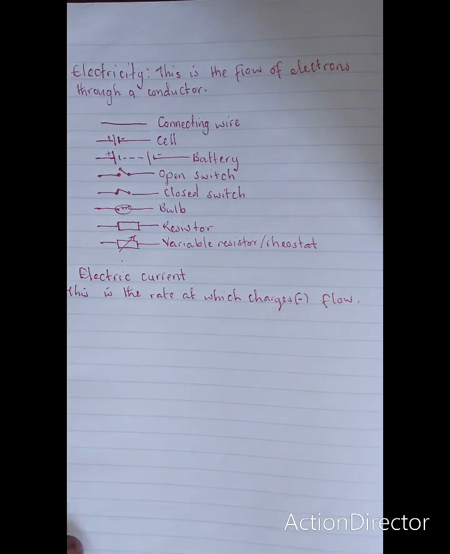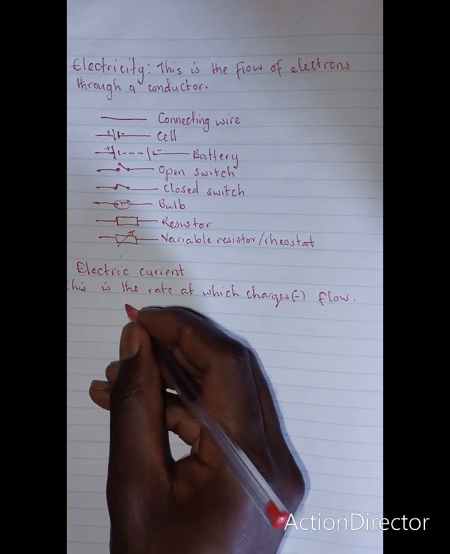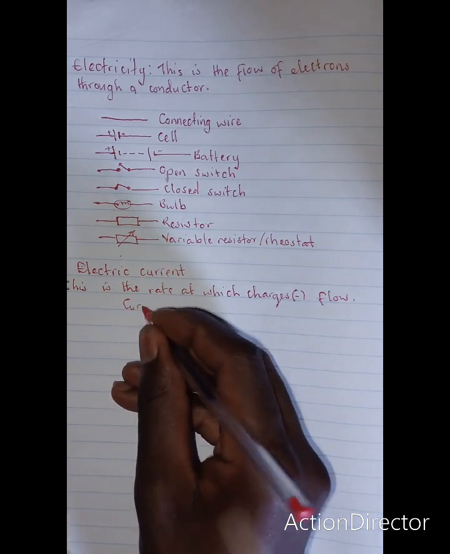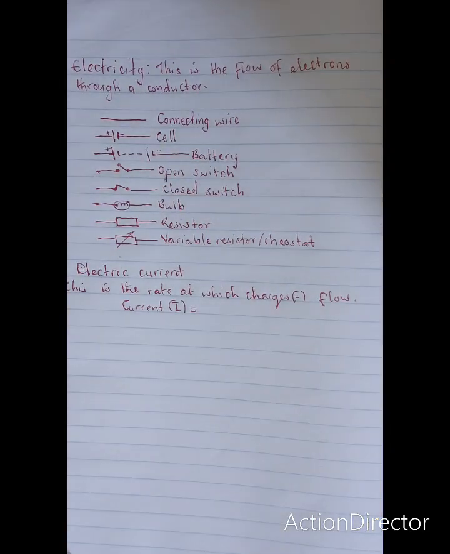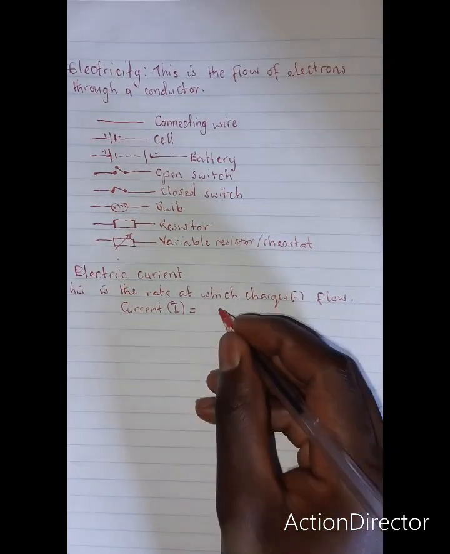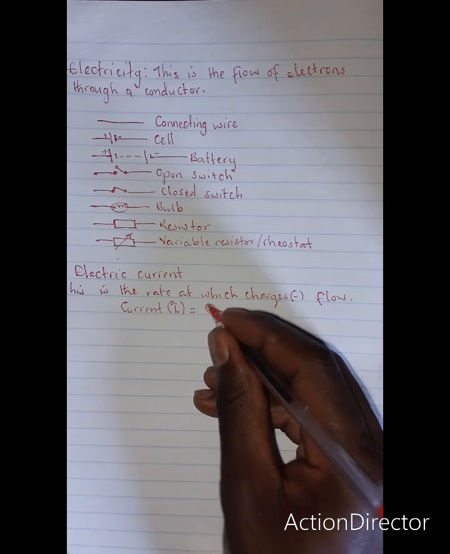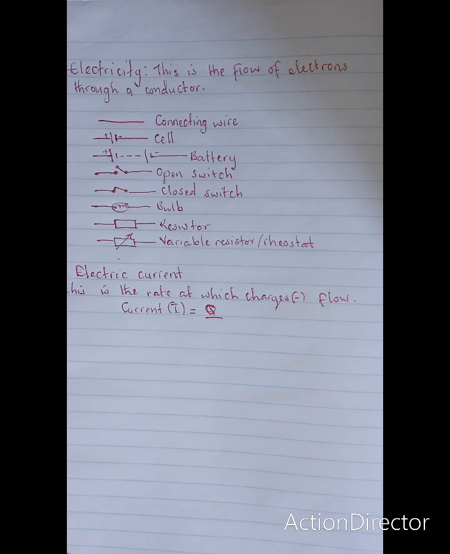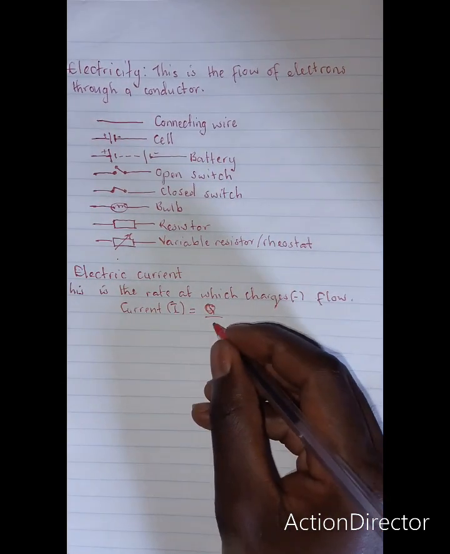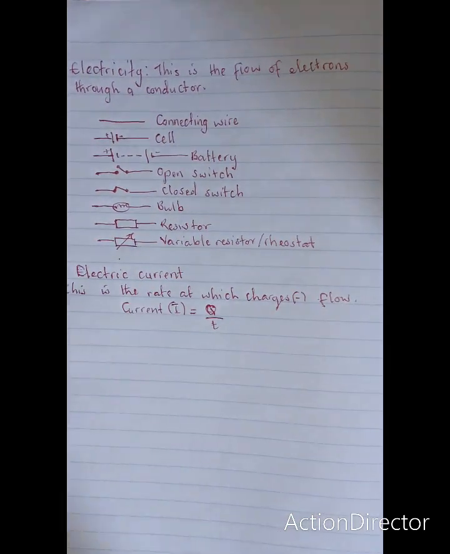From this same definition, we can come up with a formula where we can say current, represented by capital letter I, is equal to charge, which is written as Q, over time. Charge over time. That is one of the formulas for current.